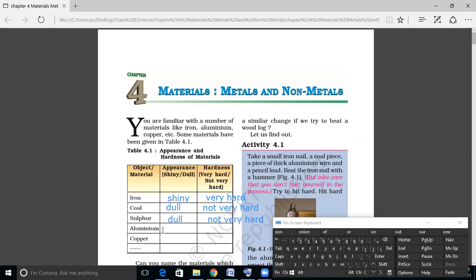Then if we see aluminium, you will have seen aluminium in the form of foils. So how is it? Definitely it is shiny in appearance and the metal on its own is very hard. Then in case we see copper, now you all must have seen copper in form of utensils. So copper is shiny and also it is very hard.